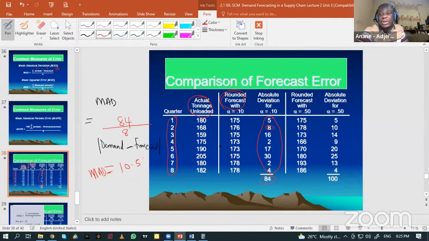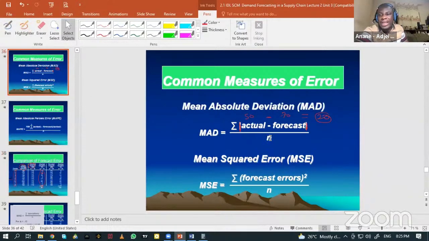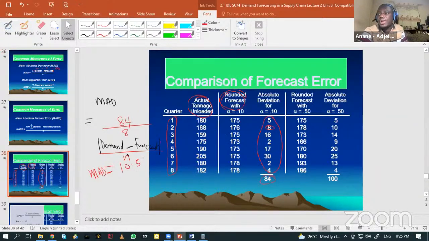After getting the 84, the formula says divide by n, which is the number of periods. Per our example here, the number of periods is 8. That is why we did 84 divided by 8, and that is how we managed to get 10.5. So I hope, Vivian, you understand it now. If you understand, just type it in the comment section for me to know. Okay, Vivian, thank you.